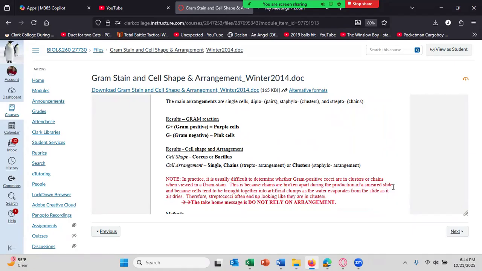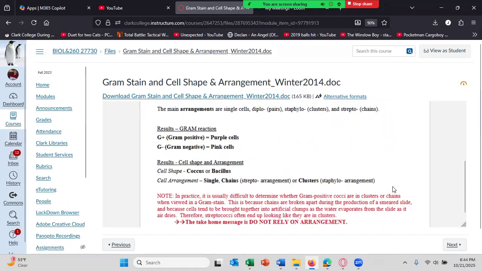Let's see about the growth arrangement here. It tells you that in practice, it's usually difficult to determine whether gram-positive cocci are in clusters or chains when viewed in the gram stain. This is because chains are broken apart during the production of a smeared slide, and because cells tend to be brought together in artificial clumps as the water evaporates from the slide as it dries. Therefore, streptococci often end up looking like clusters, and clusters can look like streptococci. So do not rely on the cellular growth arrangement from the gram stain.